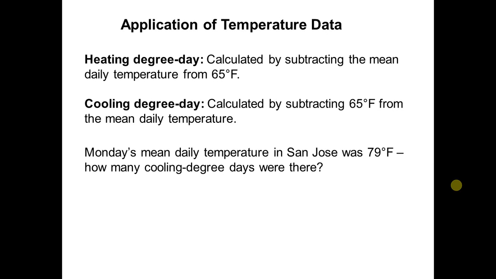How many cooling degree days were there? The answer is 14. Yesterday was quite hot in the Bay Area, as was Sunday.